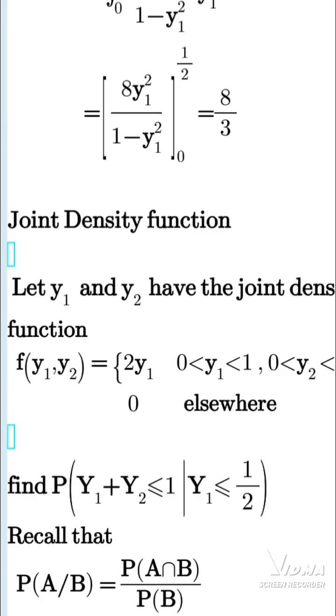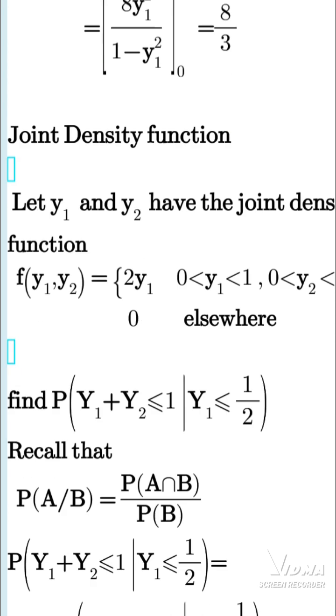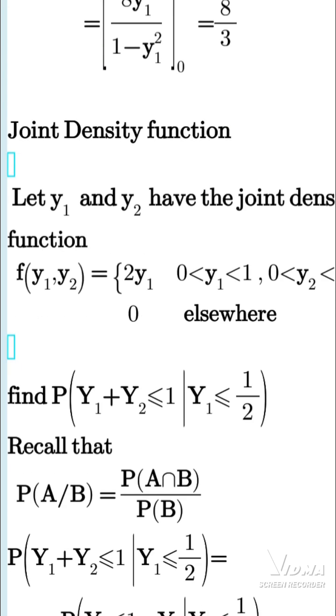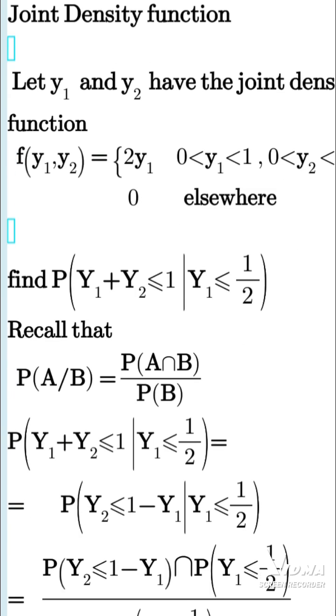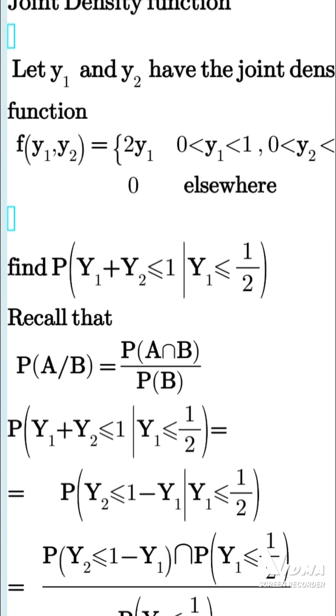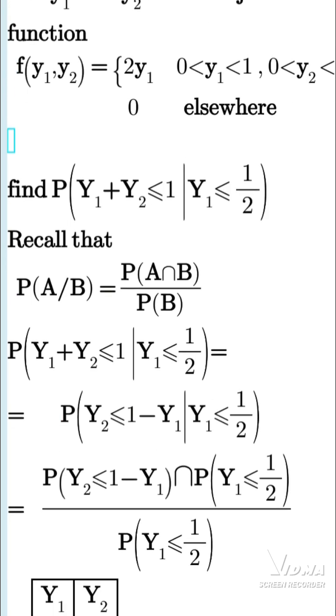Then the next one, we have a joint density function. Let y1 and y2 have the joint density function, and so on. Of course, we have to be very careful. They ask us to find y1 plus y2 less than 1 and y1 less than y2. We can't have an addition sign unless we make one of these the subject of the formula and represent it in a conditional probability form.